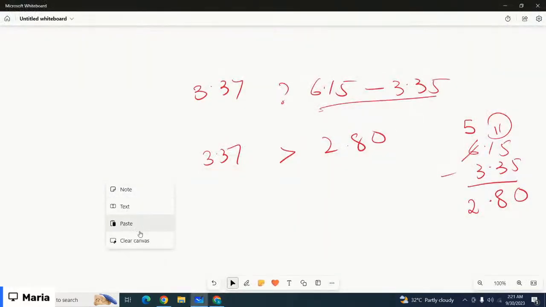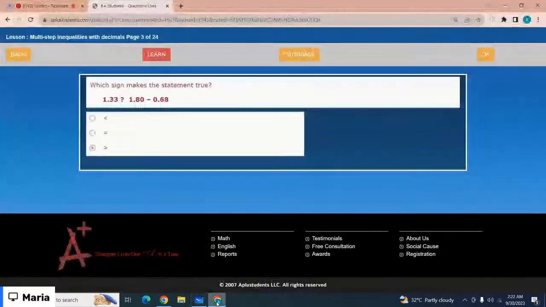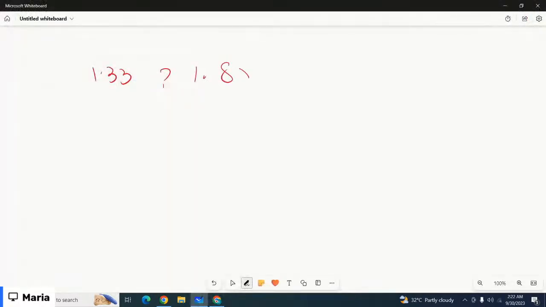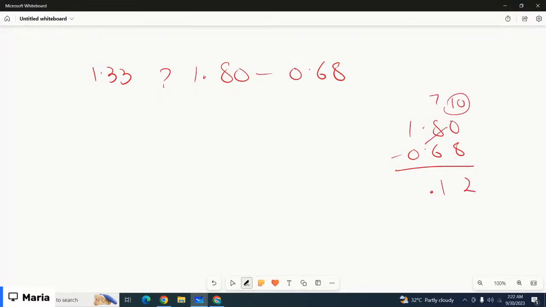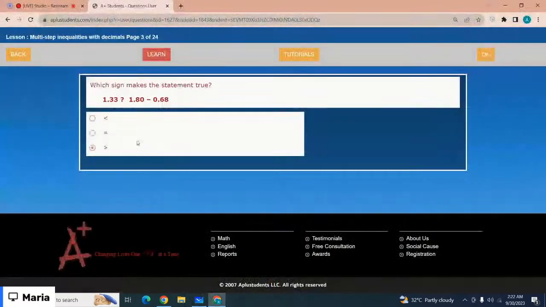Let's just solve. 1.80 minus 0.68. So let's just subtract 1.80 minus 0.68. You cannot subtract 0 out of 8. You need to borrow 1. 10 minus 8 is 2. 7 minus 6 is 1. 1 minus 0. Yes, that would be 1.12. So obviously 1.33 is greater than 1.12. The correct option is greater, right?